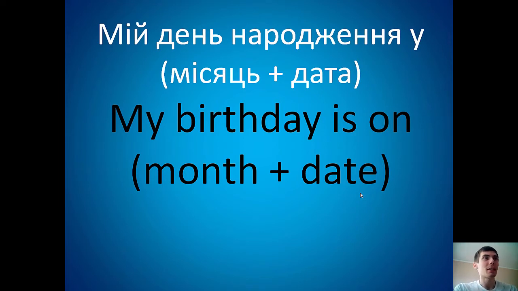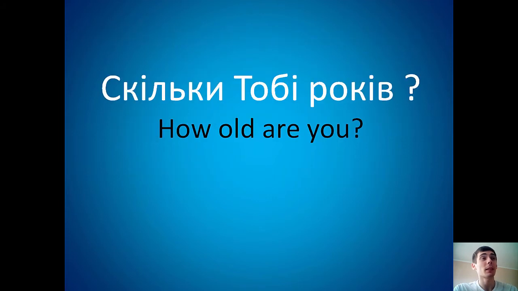Repeat. Мій день народження у. Мій день народження у червні, June, or maybe грудні, December. Or if you want to learn months, just go and check my other video on them, and you will be good to go with this sentence.